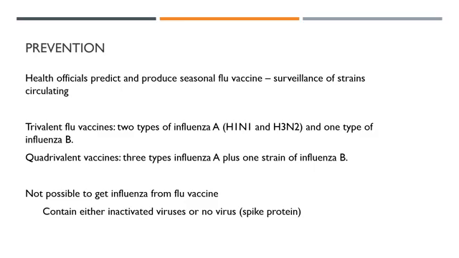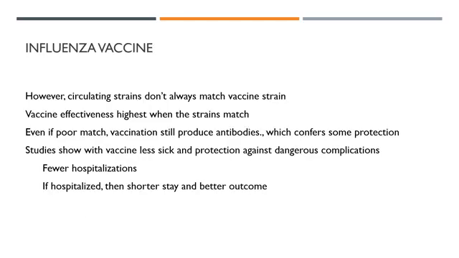The vaccines contain either an inactivated virus, that means a killed virus, or they don't contain any virus at all. They just contain like the spike protein. So you can't get it. And that's a very common misconception. However, and here's where this part comes in, circulating strains don't always match the vaccine strain.